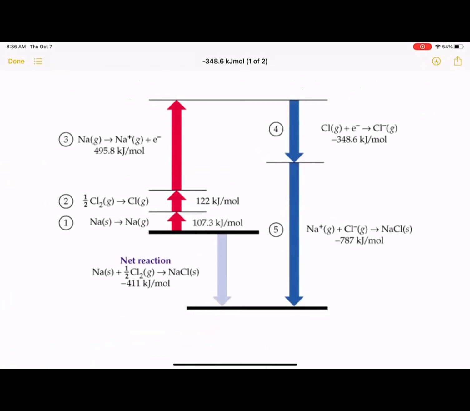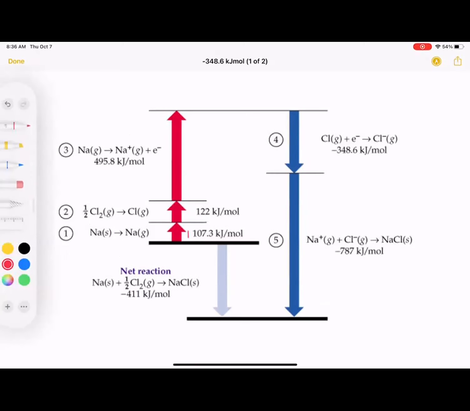Now, what you will see is, first of all, the sodium was converted to a gas, and that was a positive energy. You will notice that the chlorine molecule, remember chlorine from yesterday is always diatomic when it comes by itself in nature. So we had to take half of that. We had to break that bond. That's a bond energy.